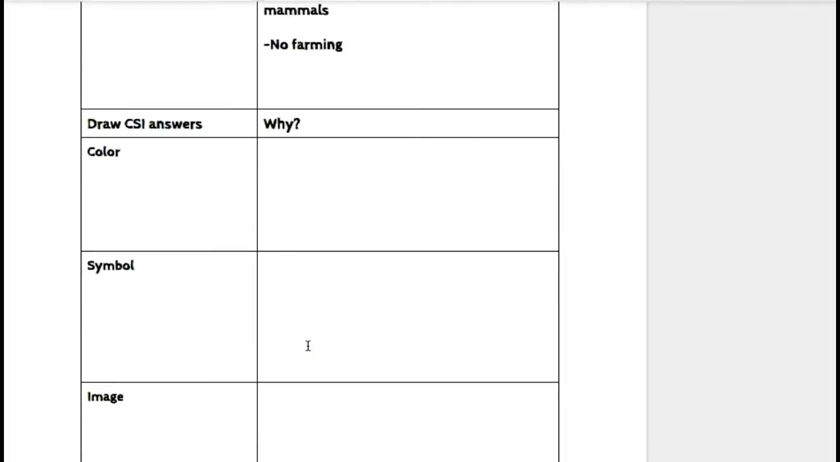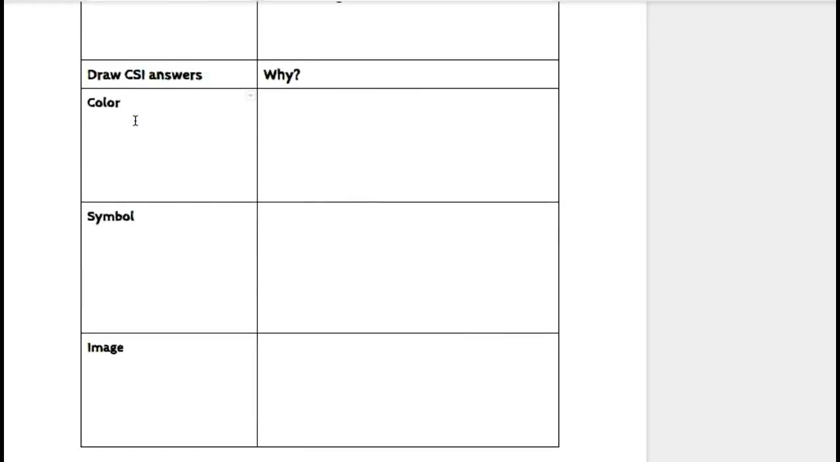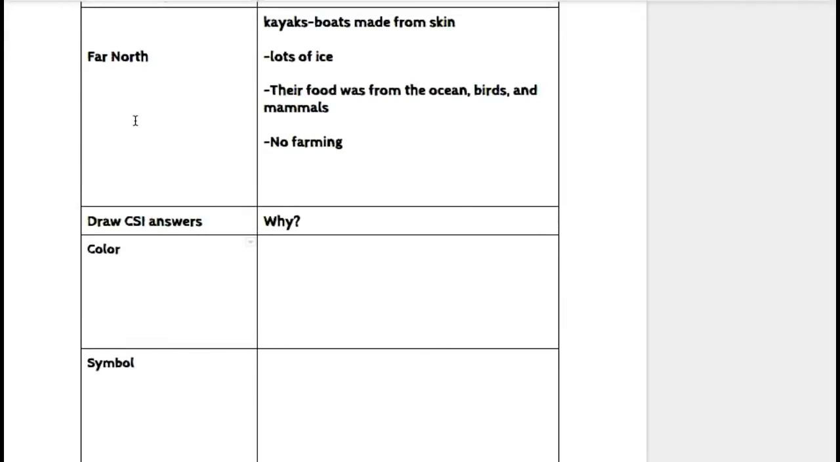Now you scroll down or go down on your paper and it says draw the CSI answers and then tell me why. So what you're going to do is think of a color that makes you remember the far north. Whatever color makes you remember it. I do not care what color you pick as long as you can tell me why you picked that color. So for me, I would most likely pick blue.